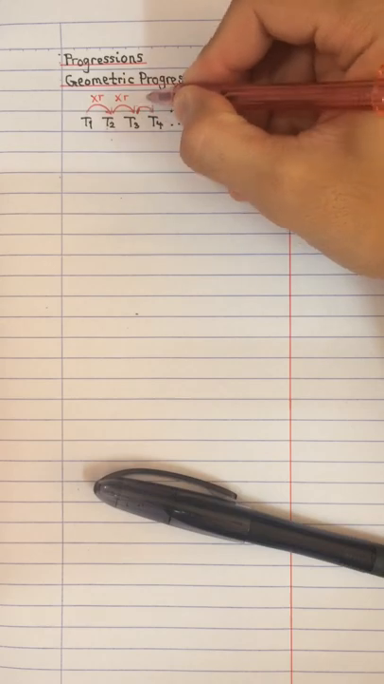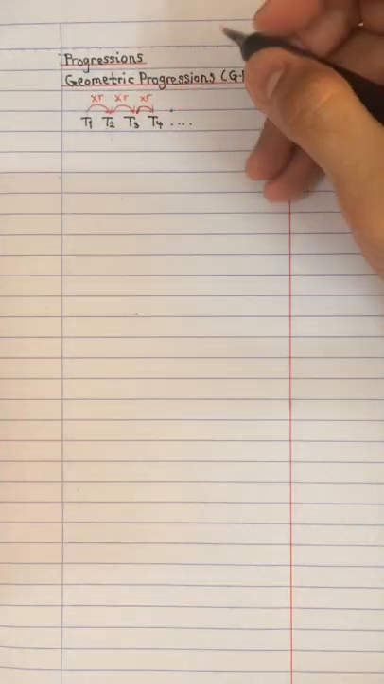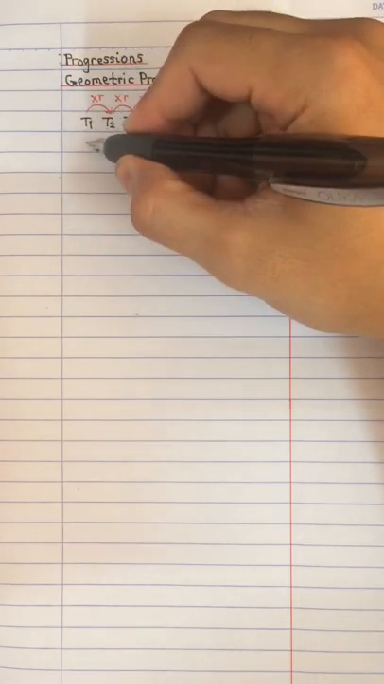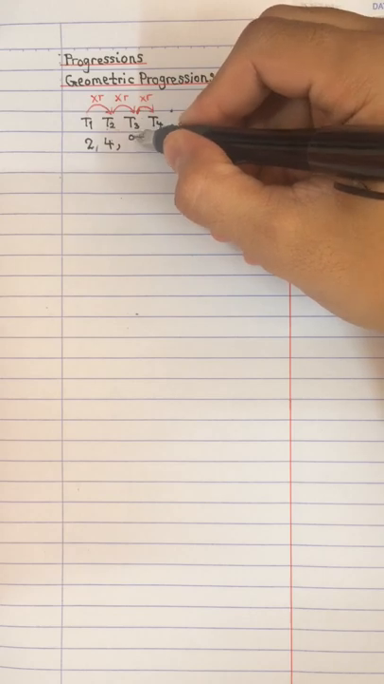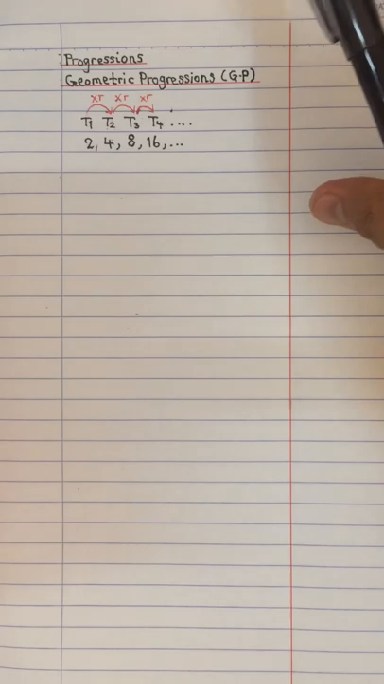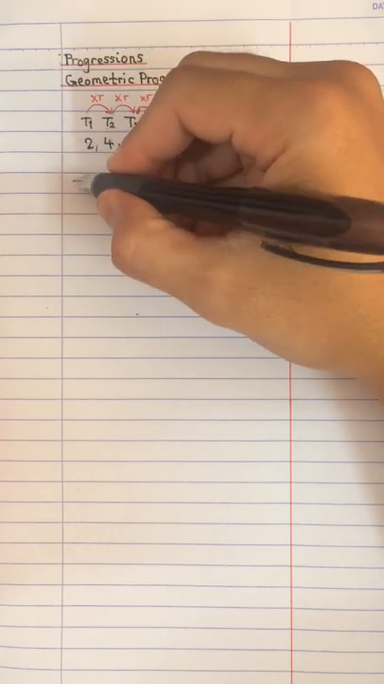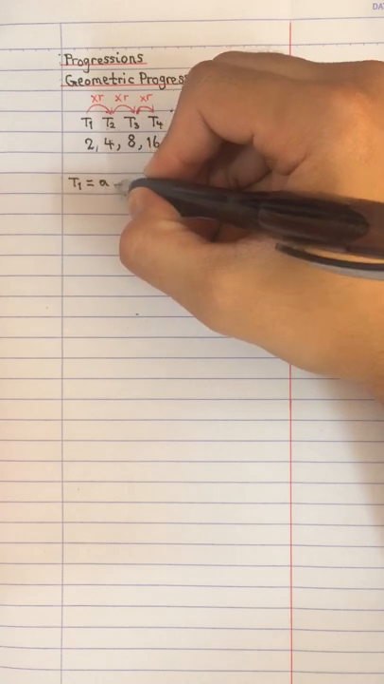For example, if I give you a very simple number sequence, the first number we start with is 2, and if you times 2 you get 4, if you times 2 you get 8, and you times 2 you get 16, and so on. So in this example, the symbol for the first term is a. So the first term equals 2.